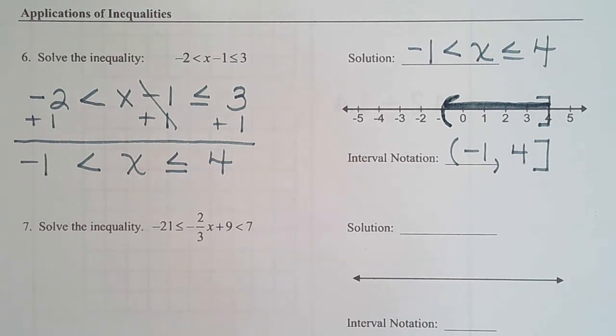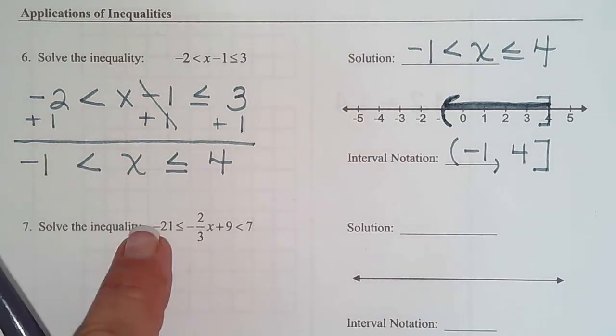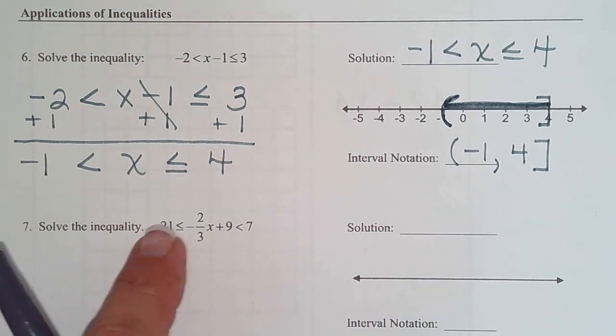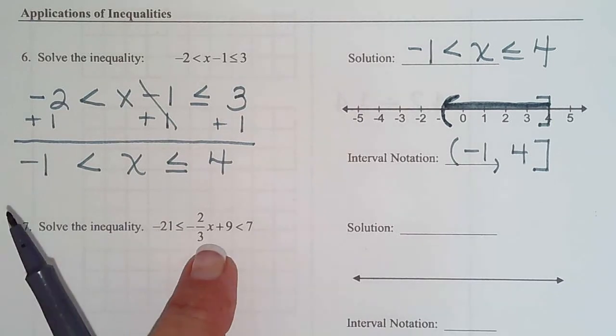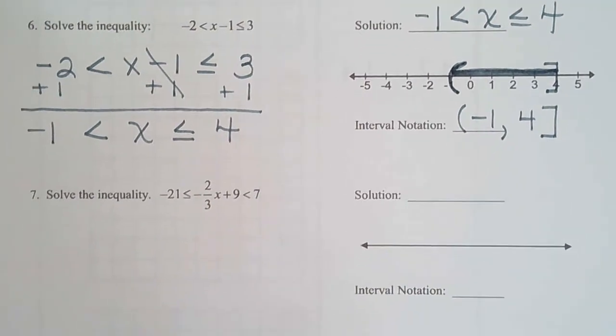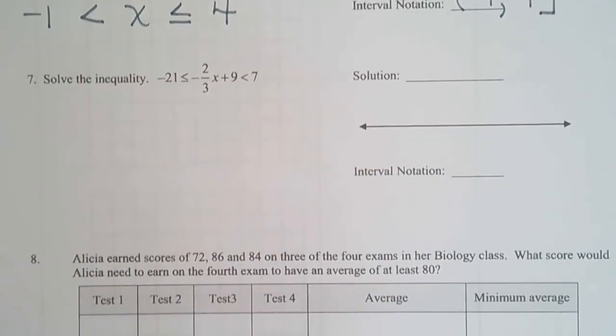So on 7, you have to get rid of the fraction. So multiply everything by 3. But again, I would stop the video right now and practice on this one all by yourself. So first multiply everything by 3 to get rid of the fraction, and then solve from there. And then turn the video back on and you can check it with my work.